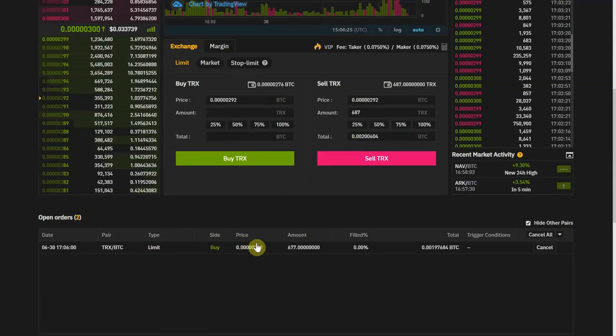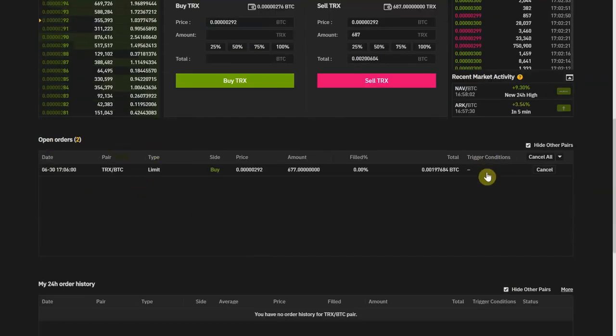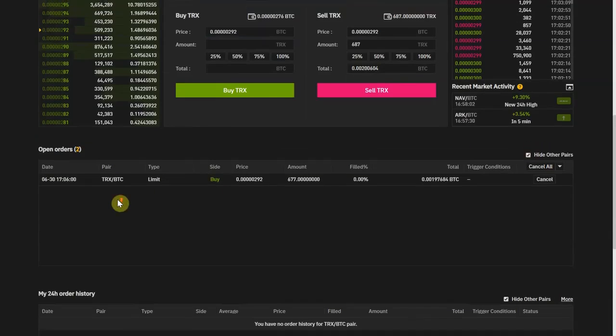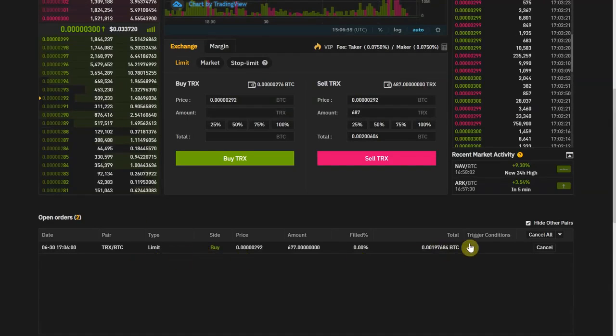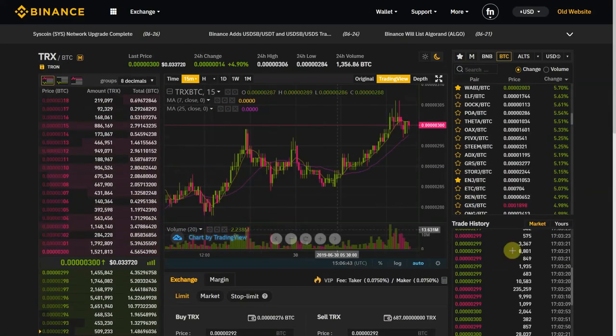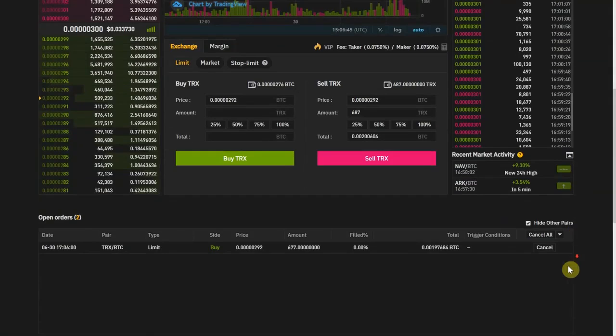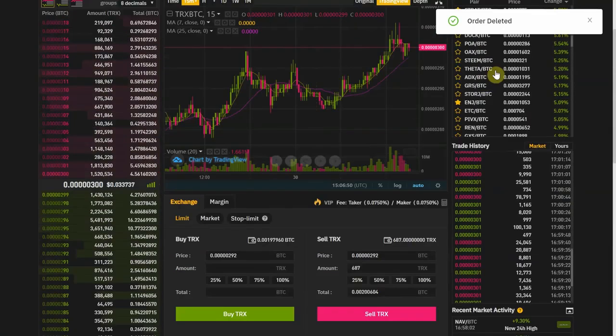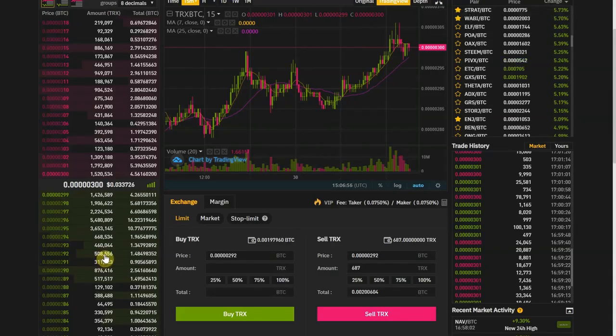And you have here your open orders. Apparently I have another pair. Yeah, I have a BTC order from a long time ago, and you can see the order here is opened. If you decide to cancel, simple, just come over here, cancel, order deleted, and you no longer have the indicator here. Oh, 500,000 TRX, it's growing.